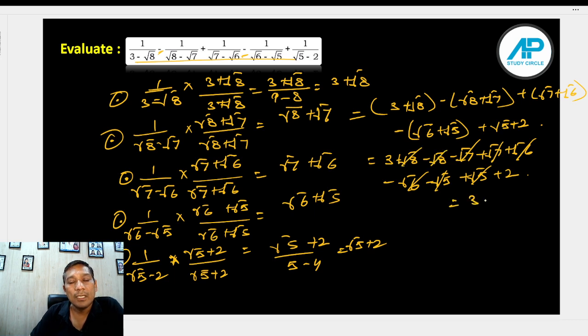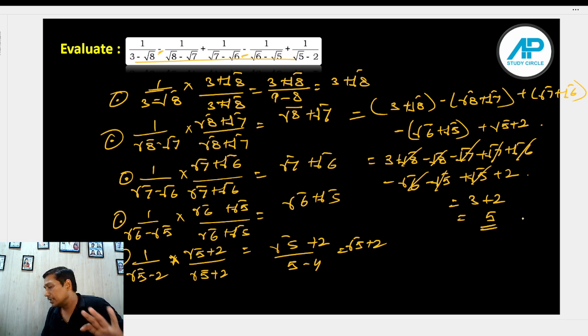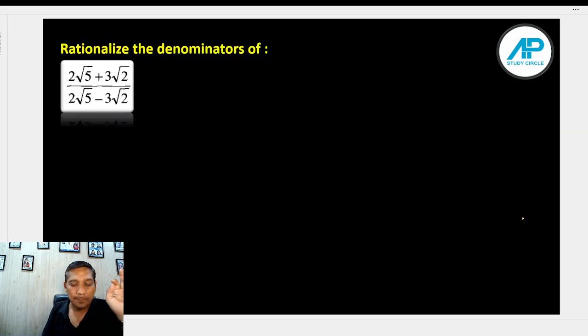Can you see? All the rational numbers are being cancelled. What is left? 3 plus 2. What is 3 plus 2? 5 is the answer in this question. So that's why this is a very easy question, a little lengthy in the calculations. Try to solve them properly. Take care of the sign here. Put the brackets before you solve them.